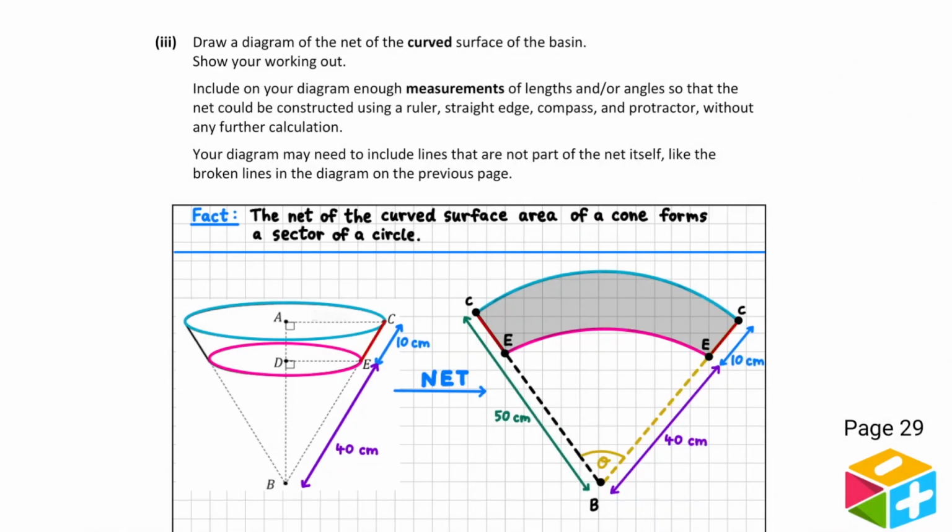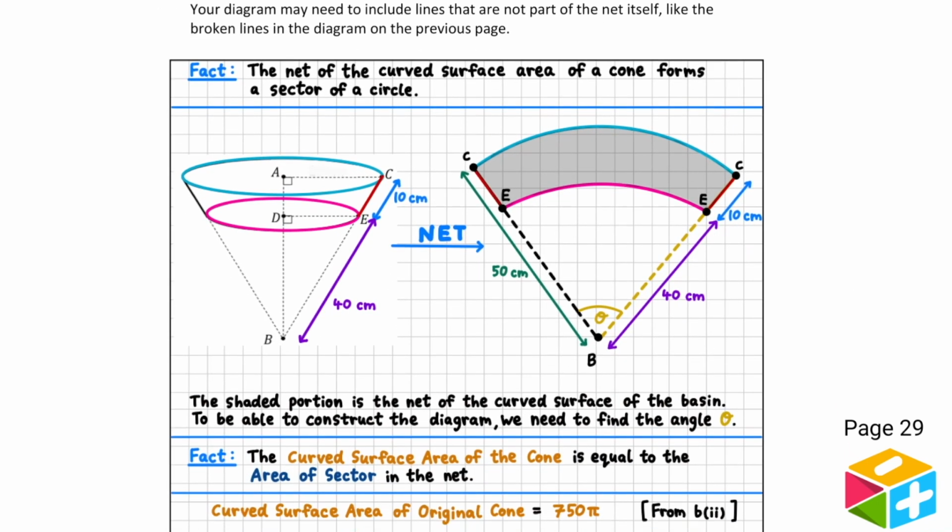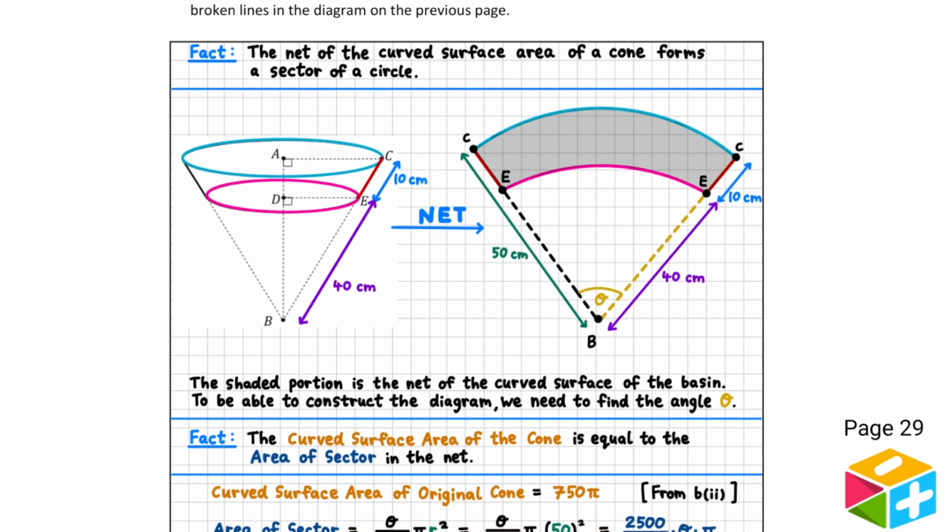In part 3, we must draw the diagram of the net of the curved surface of the basin. We must include enough measurements so that no further calculations are required to draw the diagram with a ruler, compass and protractor. The following fact is useful when tackling this question. The net of the curved surface area of a cone forms a sector of a circle.